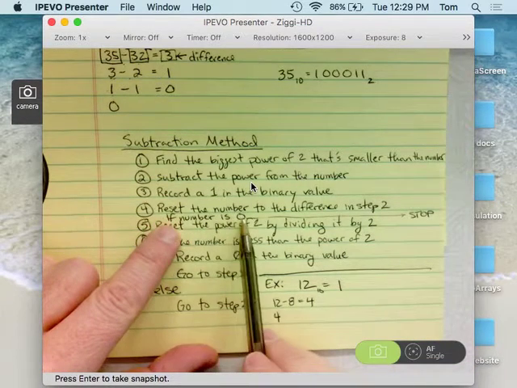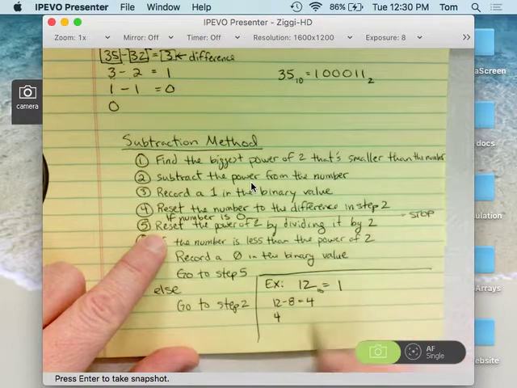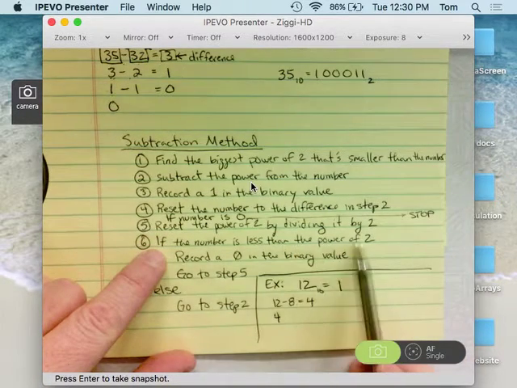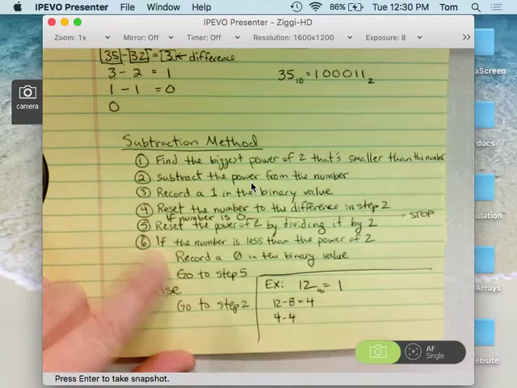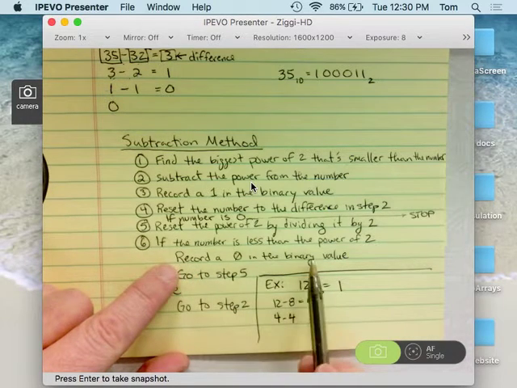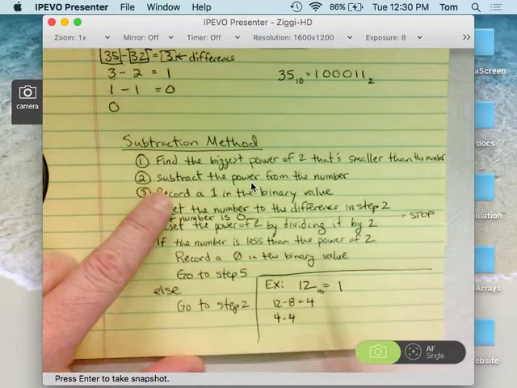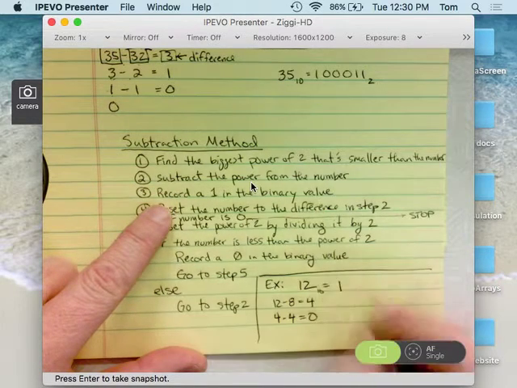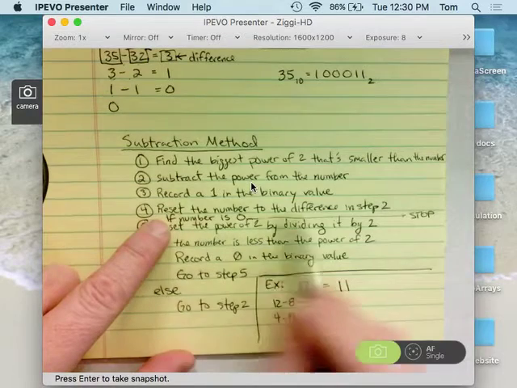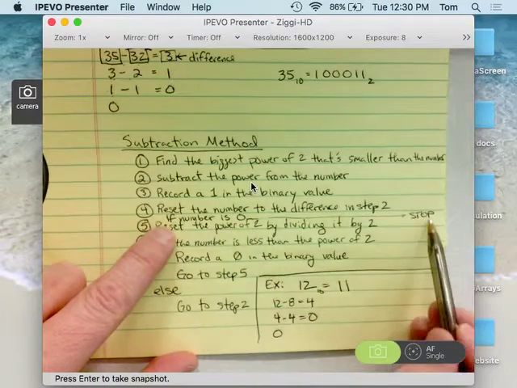If the number is 0, it's not. Reset the power of 2 by dividing it by 2. So 8 divided by 2 is 4. If the number is less than the power of 2, is 4 less than 4? No. Record a 0 in the binary value, so it wasn't, so else go to step 2. So I'm going to step 2, subtract the power from the number. 4 minus 4 is 0. Record a 1 in the binary value, 1. Reset the number to the difference in step 2, 0. If the number is 0, stop. Okay, stop.